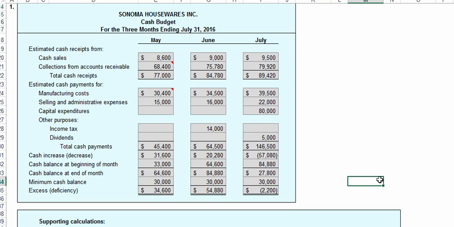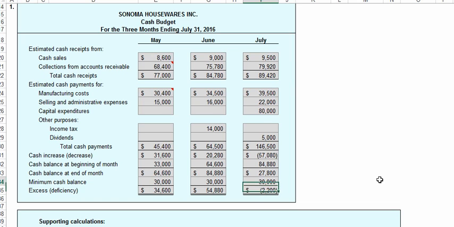Okay. Now number 2 says, on the basis of the cash budget prepared in part 1, what recommendations should be made to the controller? Well, you guys, we could invest some of this excess cash at the end of May or end of June, possibly earn a return, and wipe out this $2,200.